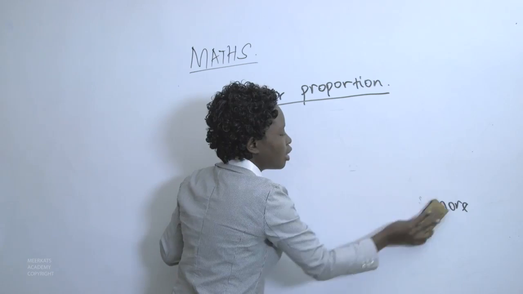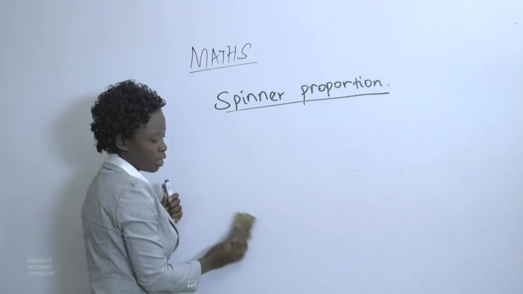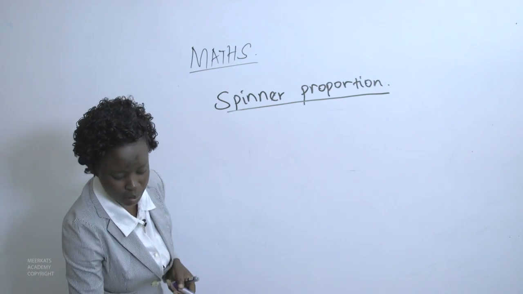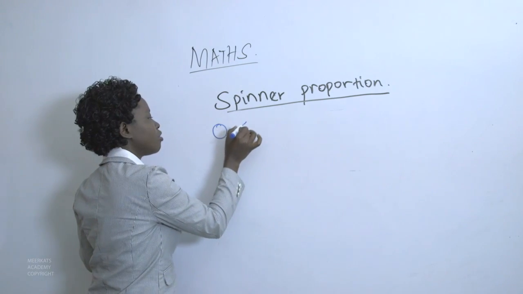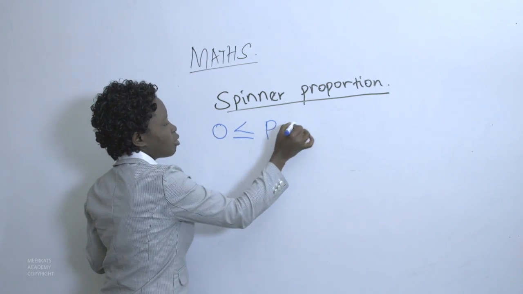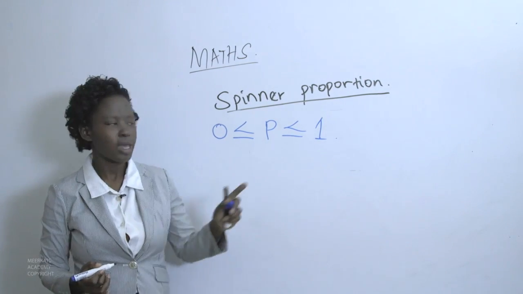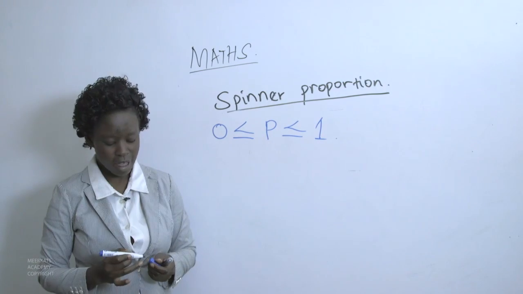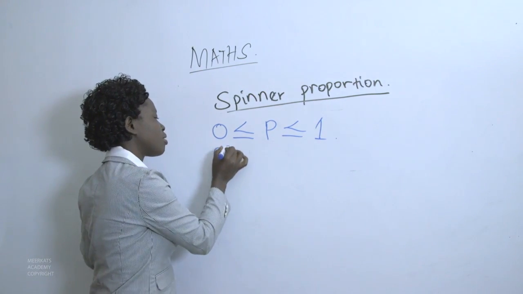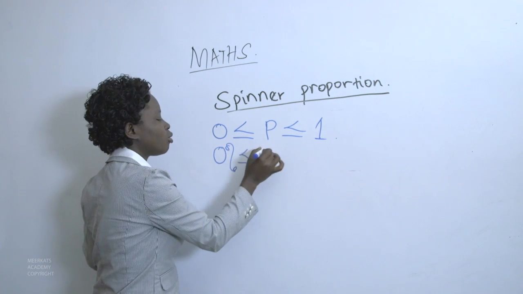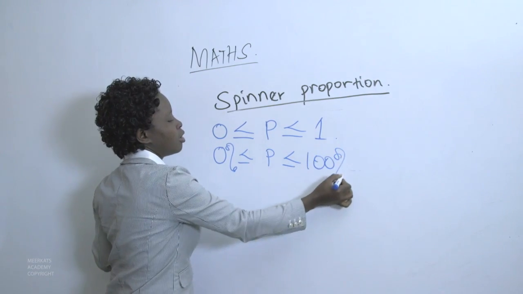From the statements we've just looked at, we discover that probability has a range. The chance of an event happening will lie between 0 and 1 if it is expressed as a fraction or a decimal. But if it is expressed as a percentage, then it will lie between 0% and 100%.